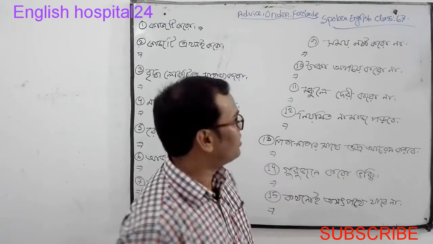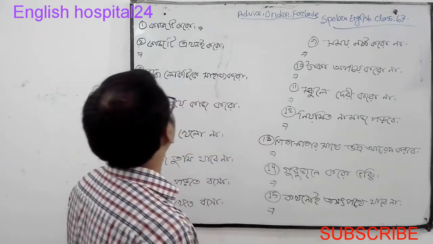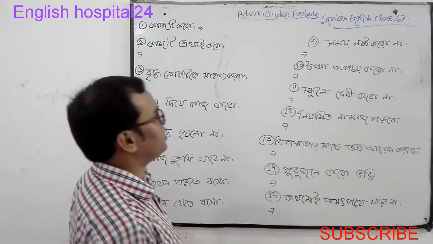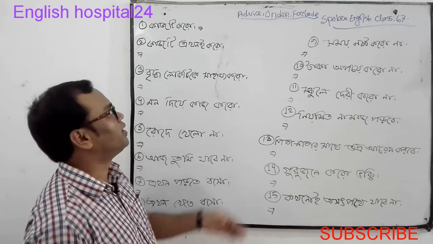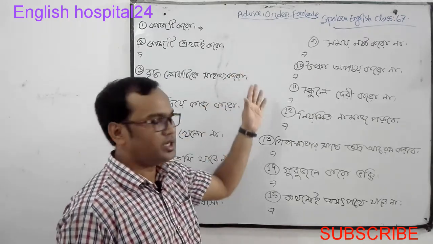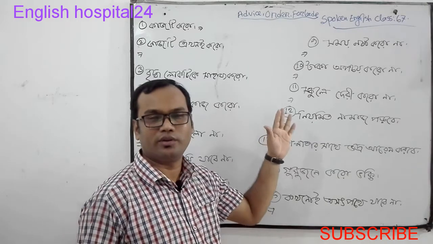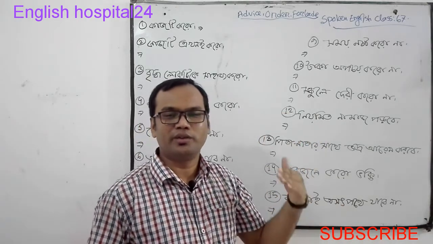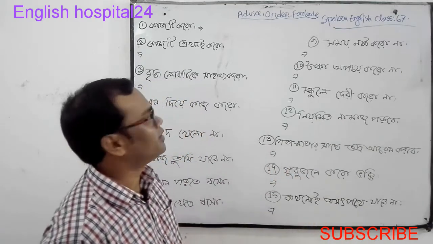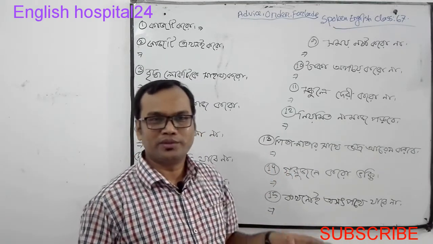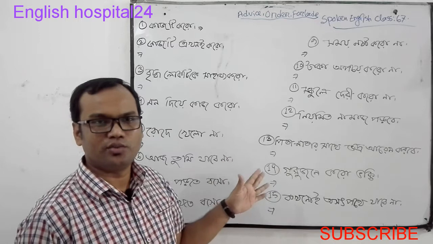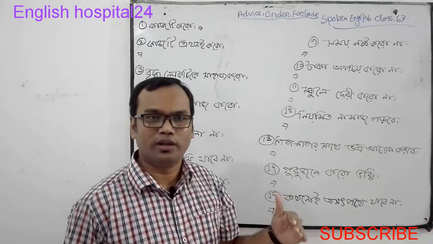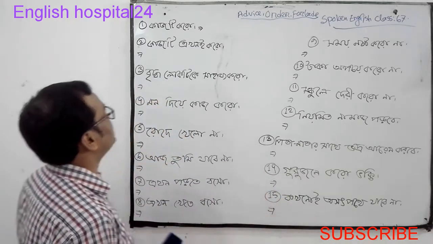So let's get started with today's lesson. Here I have written some sentences which are very important for our daily conversation, and we need to use these sentences for our everyday communication. We like to advise someone, we like to order someone, and we also like to forbid someone. So these sentences will help you to be fluent in spoken English and also in written English.